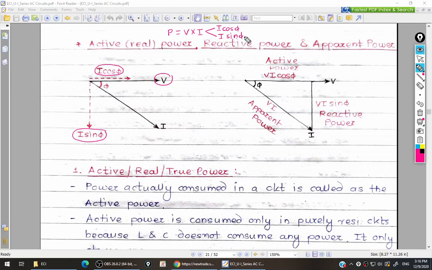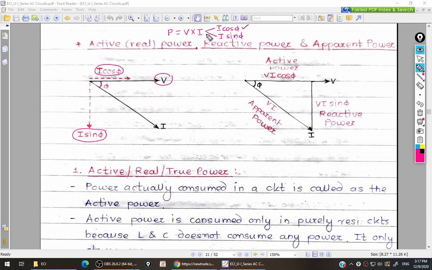Okay, so if you multiply voltage with this component I cos phi, what will you find? Here voltage and I cos phi are overlapping each other, meaning they are in phase with each other. So if you multiply voltage with in-phase current, it is nothing but active power.